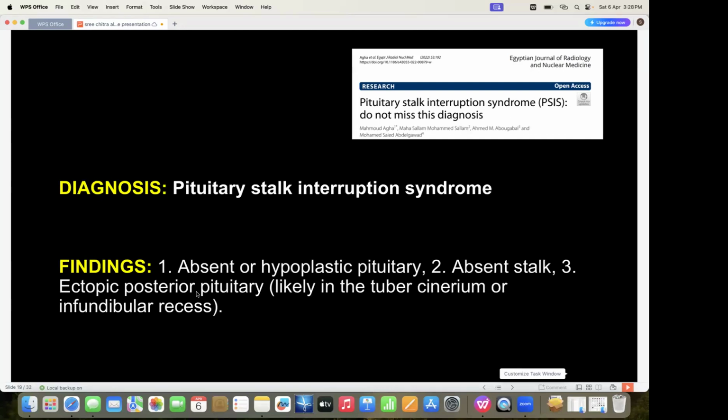Usually this ectopic posterior pituitary will be located in the tuber cinereum or in the infundibular recess. So pituitary stalk interruption syndrome can be confirmed radiologically, along with the laboratory features.